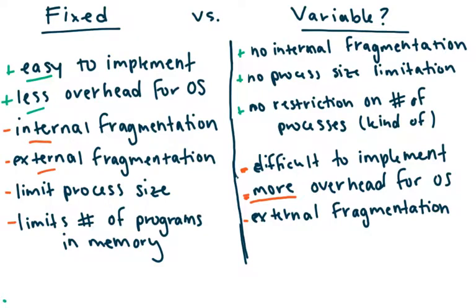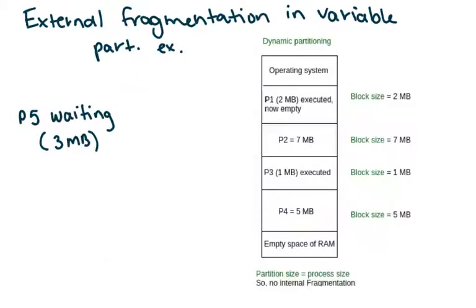Variable partitioning solves some of those problems. There's no process size limitation because it's on the fly. There's no restriction on the number of processes. Well, I say kind of here, because you will run out of memory eventually. You can field however many come in that you have space for, but at some point you'll run out of space. So it's not an infinite lack of restriction, but it's definitely more than fixed.